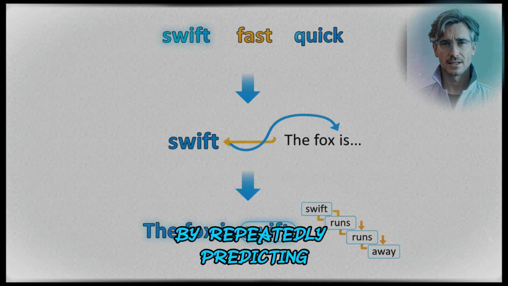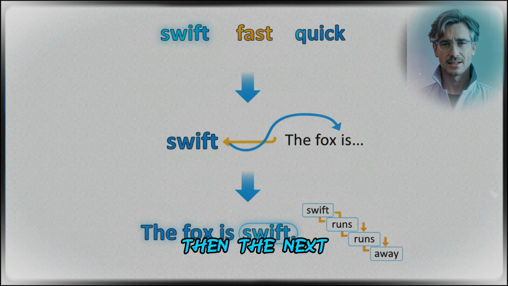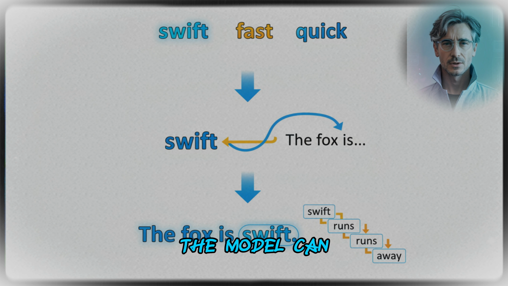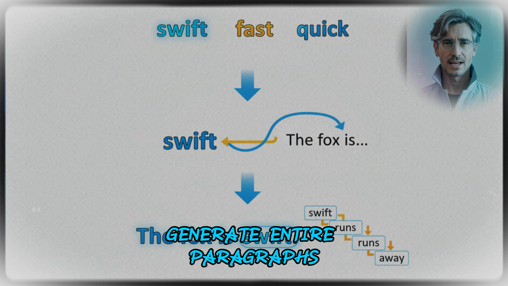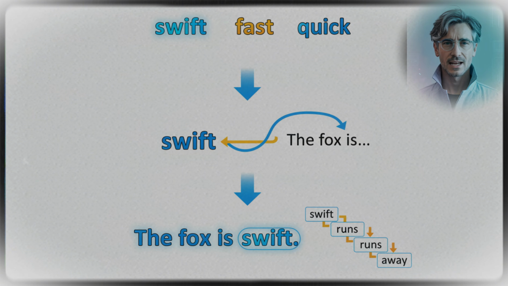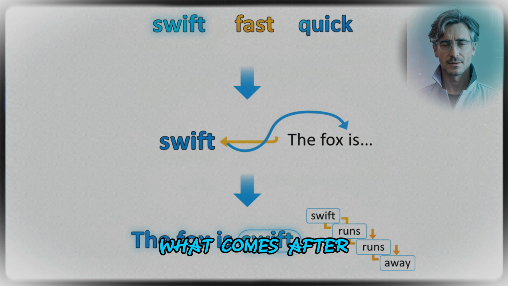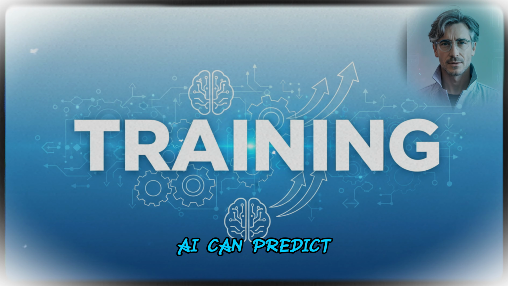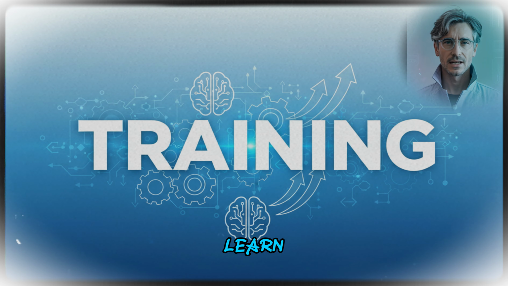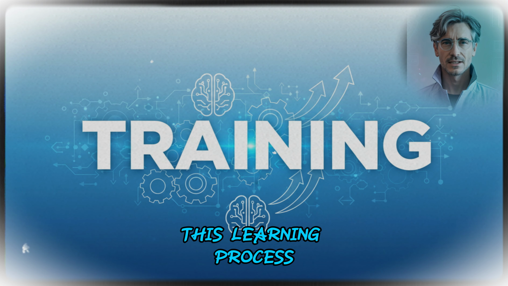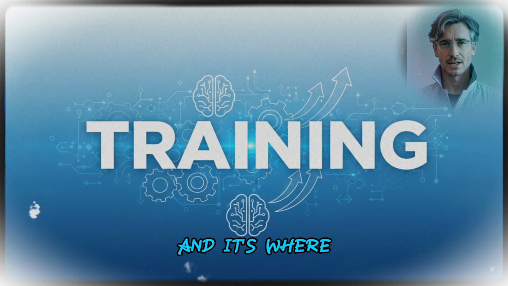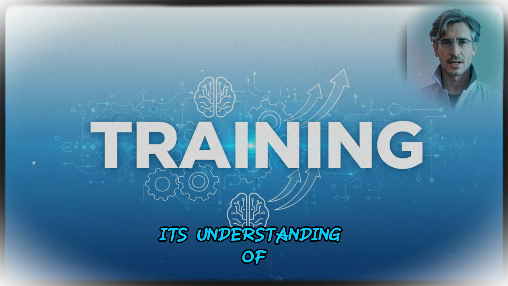By repeatedly predicting the next word, then the next, then the next, the model can generate entire paragraphs, essays, or even books. Each new word it generates becomes part of the context for predicting what comes after. But before an LLM can predict anything, it needs to learn. This learning process is called training, and it's where the model develops its understanding of language.